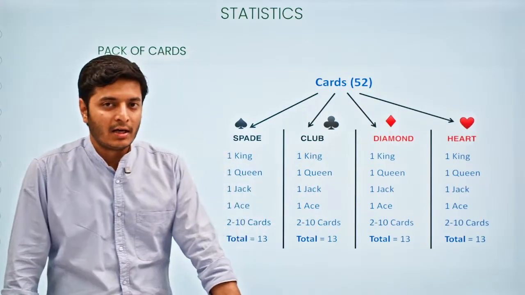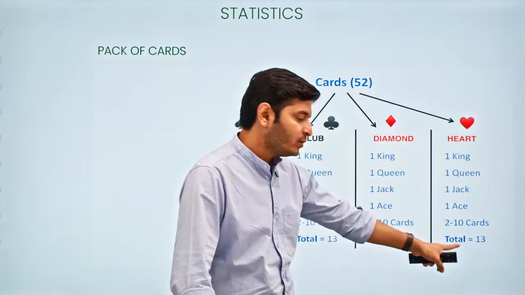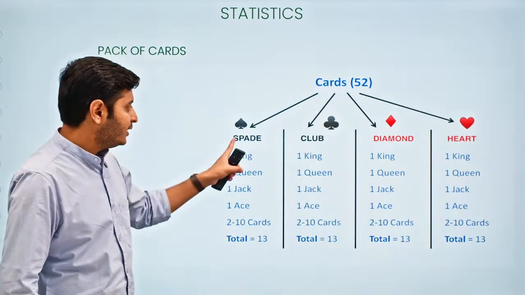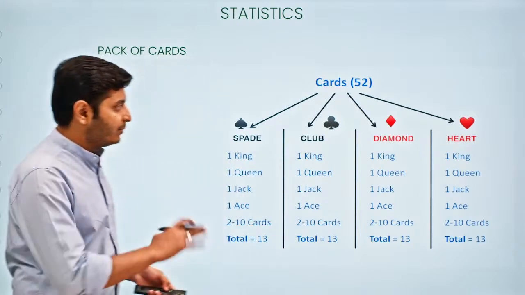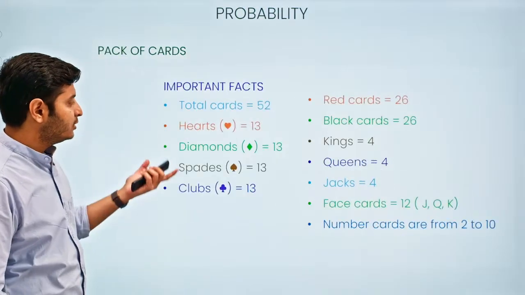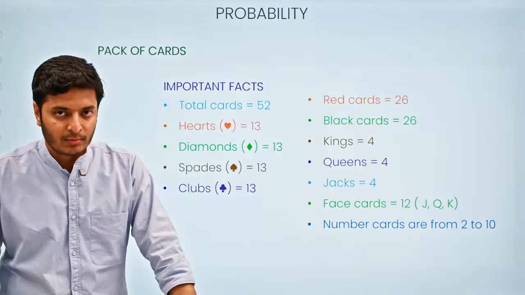So every type will be having 13 cards. So how many red cards will there be then? Both are red in color, no? So 13 plus 13, 26. And how many black cards? 13 plus 13, 26 again. So let me give you one important fact about cards. There will be a total of 52 cards.